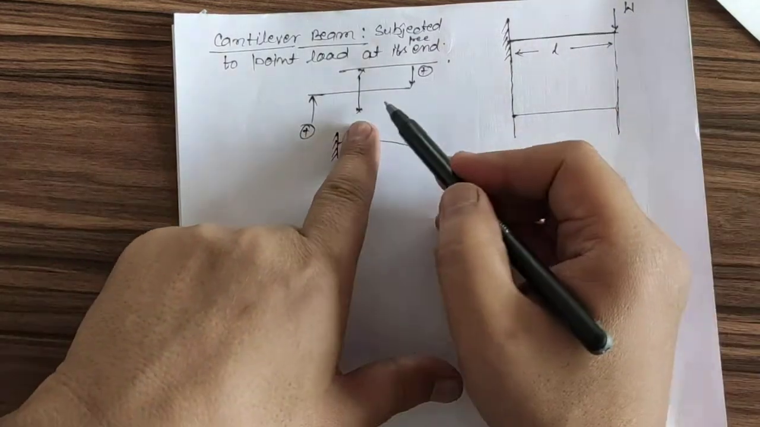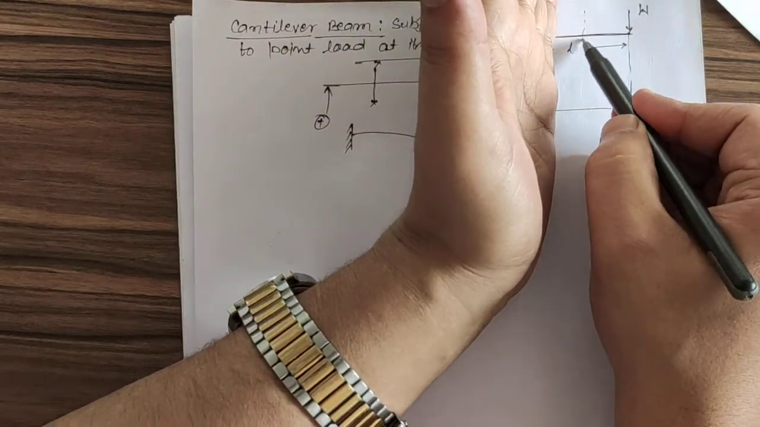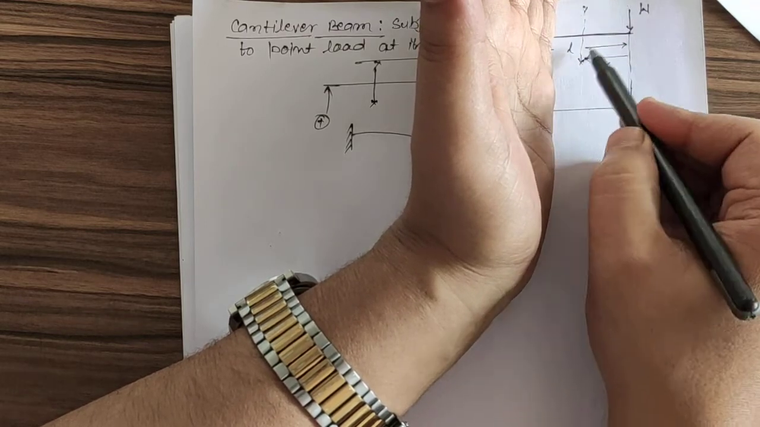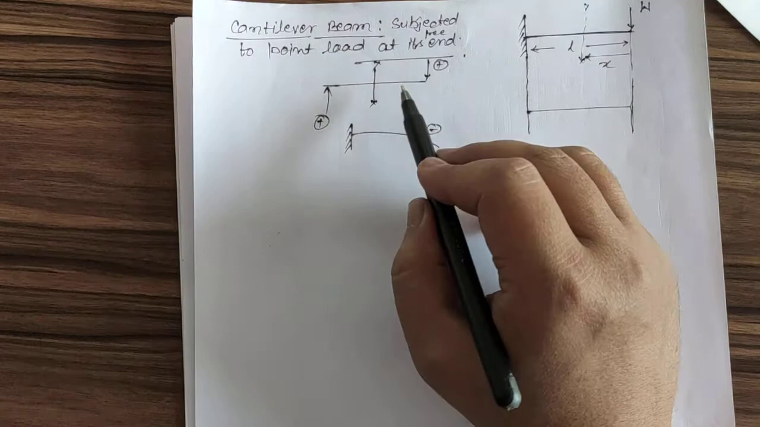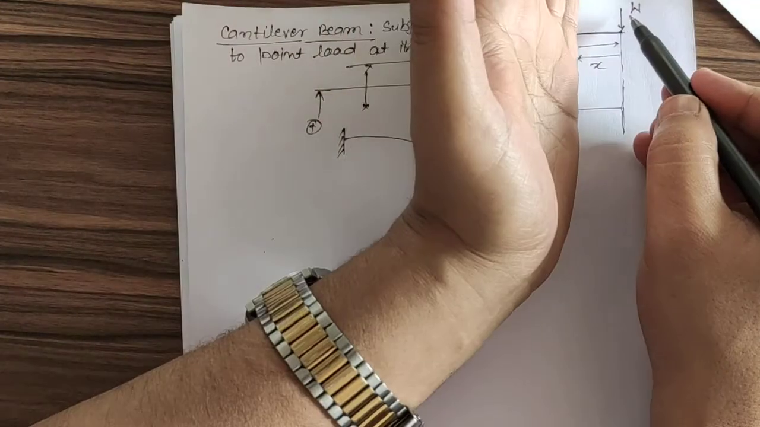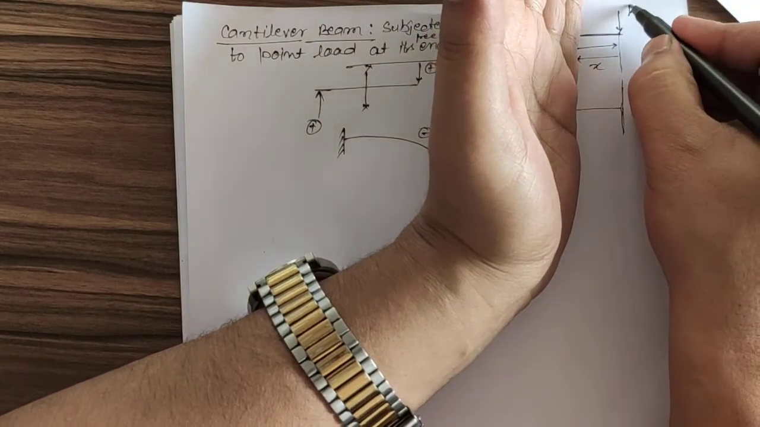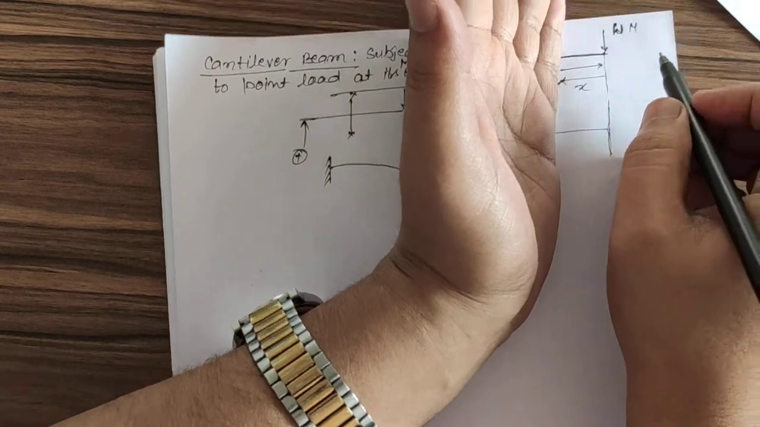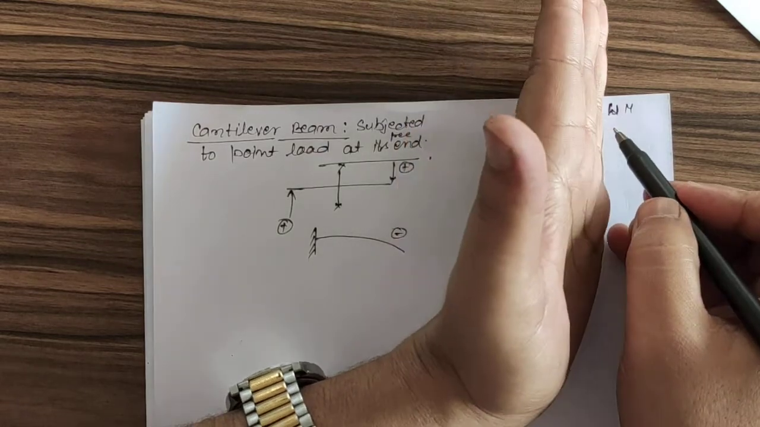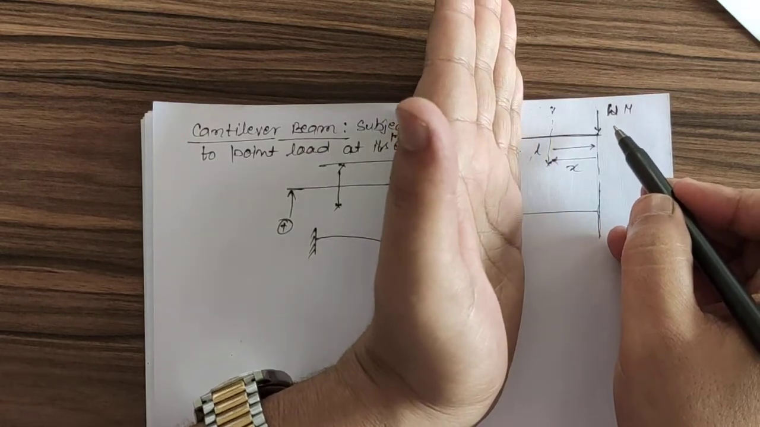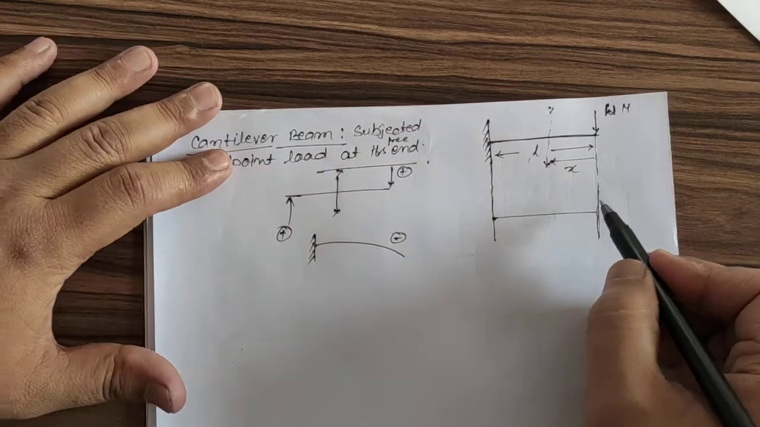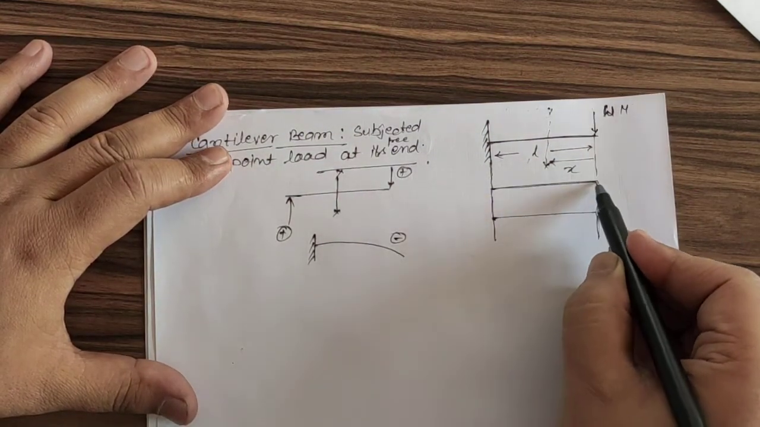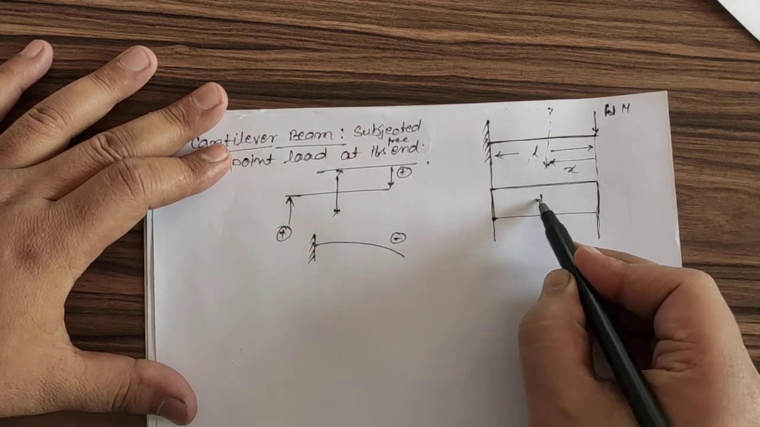Now, if we have taken a section at a distance x from the free end, then the downward force on the right hand side we will take as positive. This W, the W Newton, will be positive, and if we vary the section, the W remains the same. So it will produce a positive shear force diagram. At each and every point we will have positive shear force.